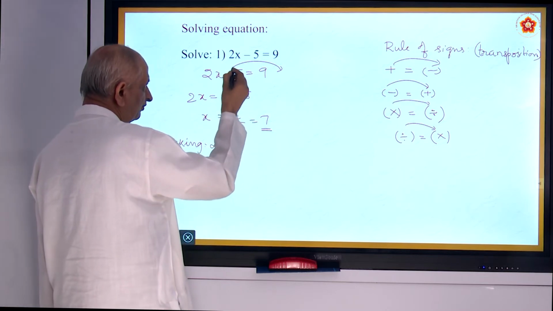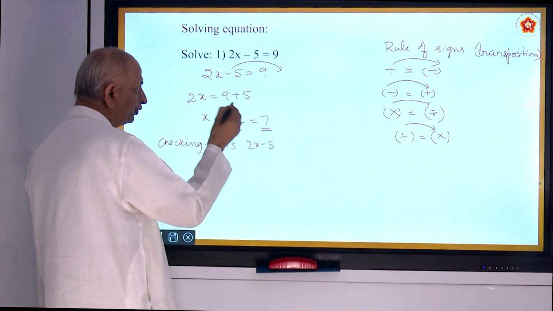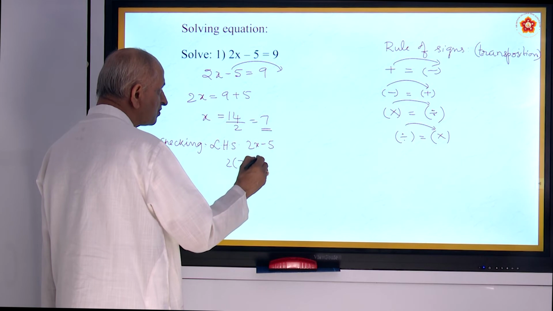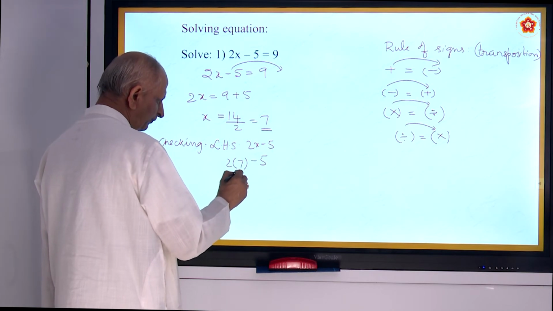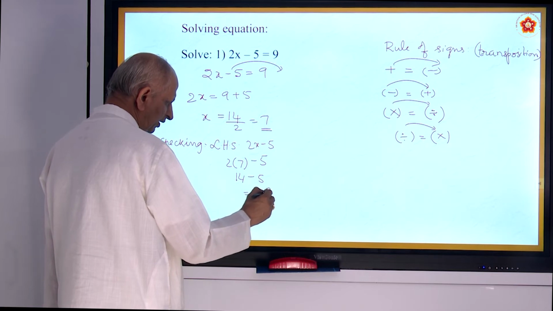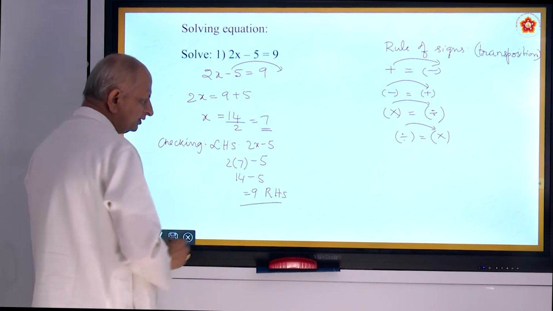On the left hand side you have 2x minus 5. Wherever there is x, you put 7. So 2 into 7 minus 5. 2 into 7 is 14, minus 5 is equal to the right hand side. That is how to check. That means the answer you got is correct.